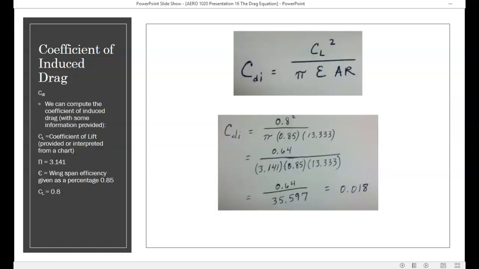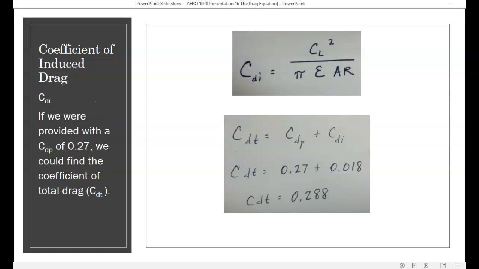So knowing the aspect ratio, we can now calculate the coefficient of induced drag. The coefficient of induced drag equals the coefficient of lift squared over pi times the wingspan efficiency, which is usually given as a percentage, times the aspect ratio. In this example, we are given the coefficient of lift as 0.8 and the wingspan efficiency as 0.85 or 85%. So now we can go ahead and calculate the coefficient of induced drag, and that comes out to 0.018.